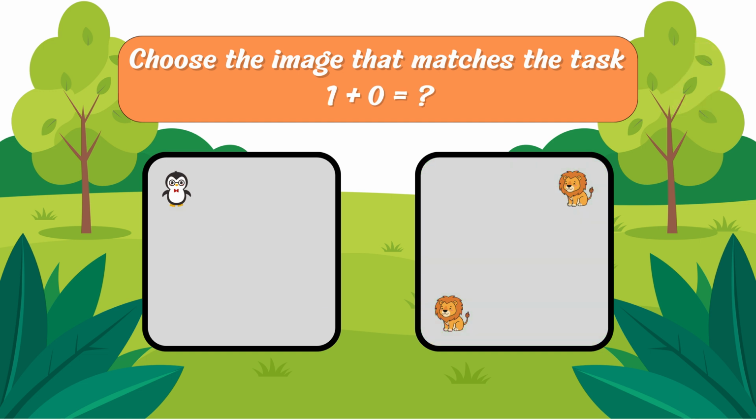Choose the image that matches the task. 1 plus 0 equals? 1 lion plus 0 lions equals 1 lion.